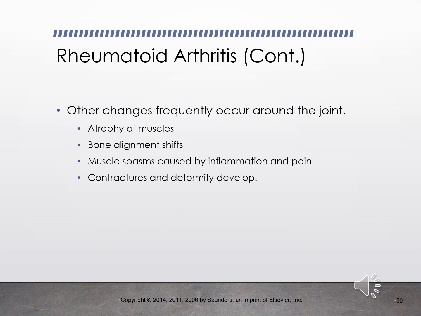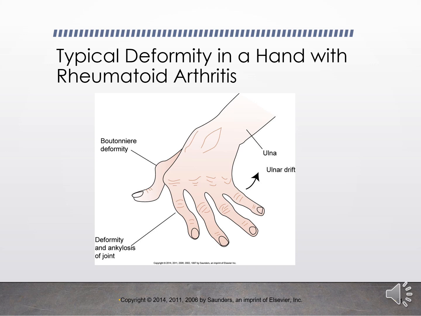Other changes frequently around the joint are atrophy of the muscles, the bone alignment shifts, and muscle spasms caused by inflammation and pain, as well as contractures and deformity that could develop. This is on page 181 in the book. It shows the deformity of a hand with rheumatoid arthritis.